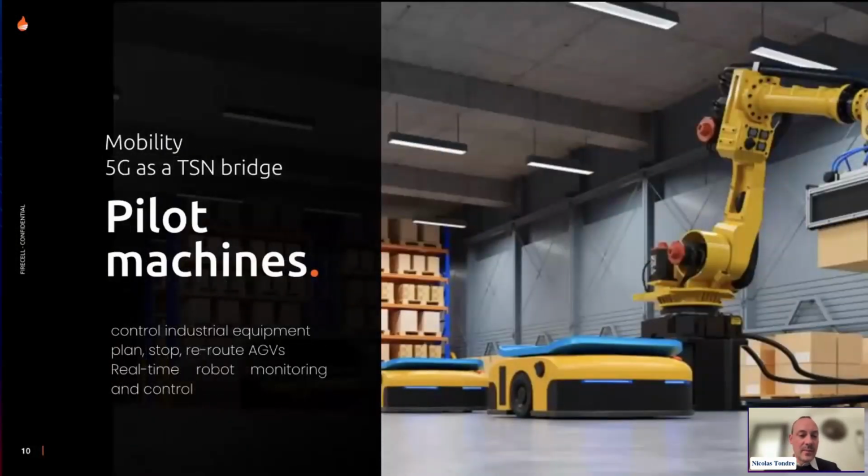Finally, one of the last use cases that I will mention to you is mobility in 5G using TSN, time-sensitive network, to control machines that require very low bandwidth. So you can control industrial equipment, you can plan, stop, reroute AGVs, that are automated guided vehicles. You can monitor and control industrial robots in real time, all this using 5G.